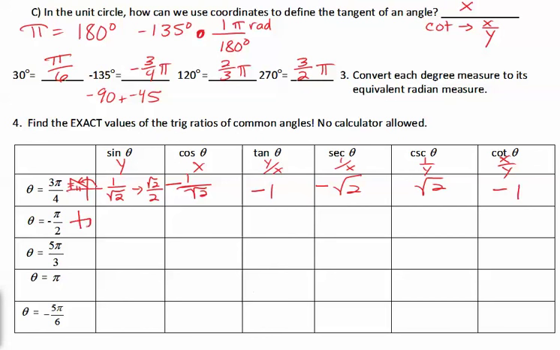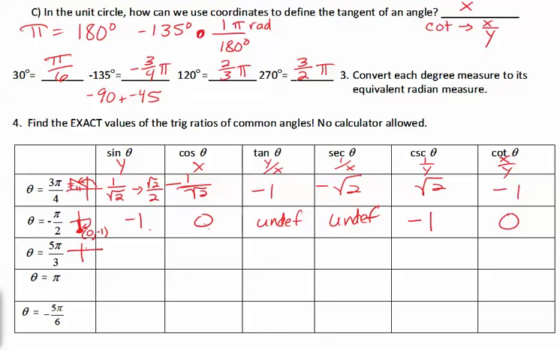Negative pi over 2, we're rotating in this direction, and we're ending up down here at the quadrant angle. So our ordered pair is 0, negative 1. So our tangent would be negative 1 over 0. So that's our undefined value. And secant is the reciprocal of cosine. So reciprocal of 0 is undefined. And cosecant is the reciprocal of negative 1. That would still be negative 1. And cotangent is our x-coordinate over our y-coordinate. And that's okay. That's not undefined. That's 0.